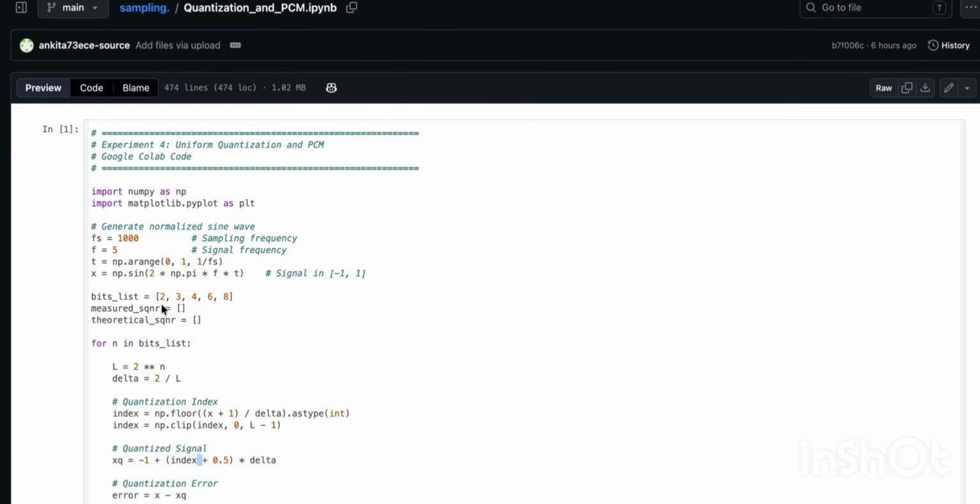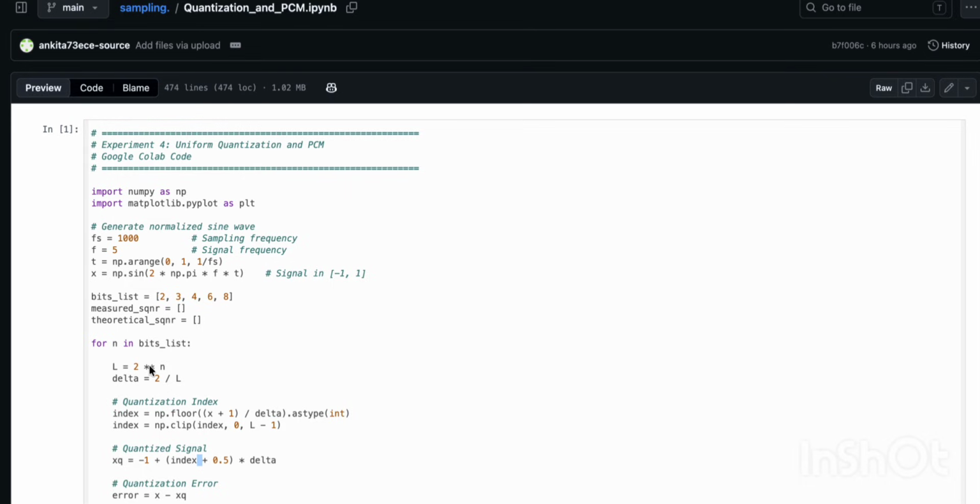Instead of testing only one quantizer, I test 5 different bit resolutions: 2, 3, 4, 6 and 8 bits. This helps compare how increasing the number of bits improves signal quality. This loop repeats the complete PCM process for each bit value.